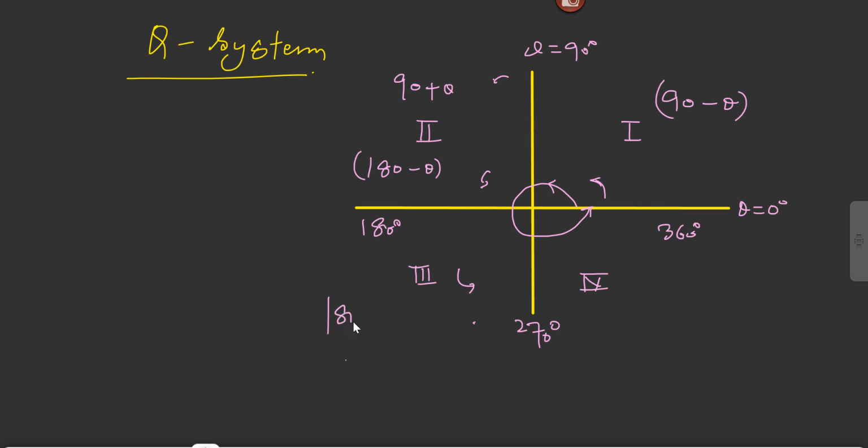If it is 180 plus theta, where are you? Third or fourth? Yes, children. Third. That is in third, yes. 270 minus theta, you are in third. Fourth, 270 plus theta, or you can say 360 minus theta. It's okay.